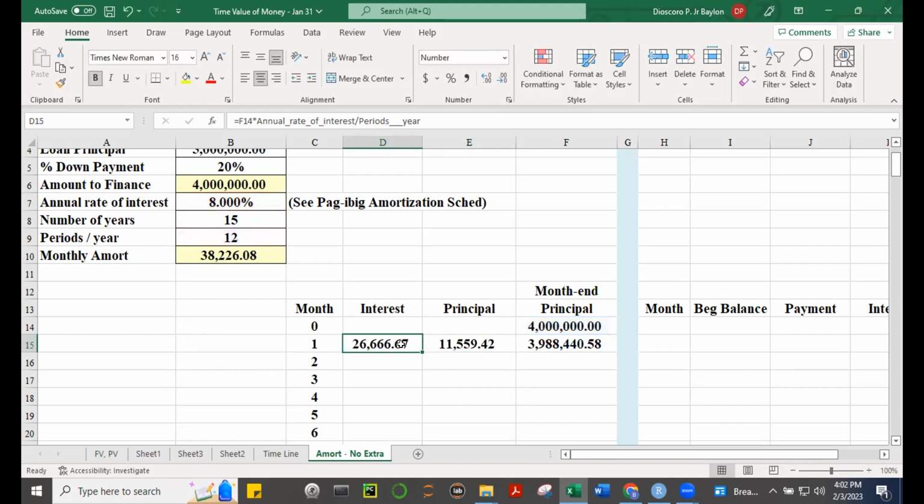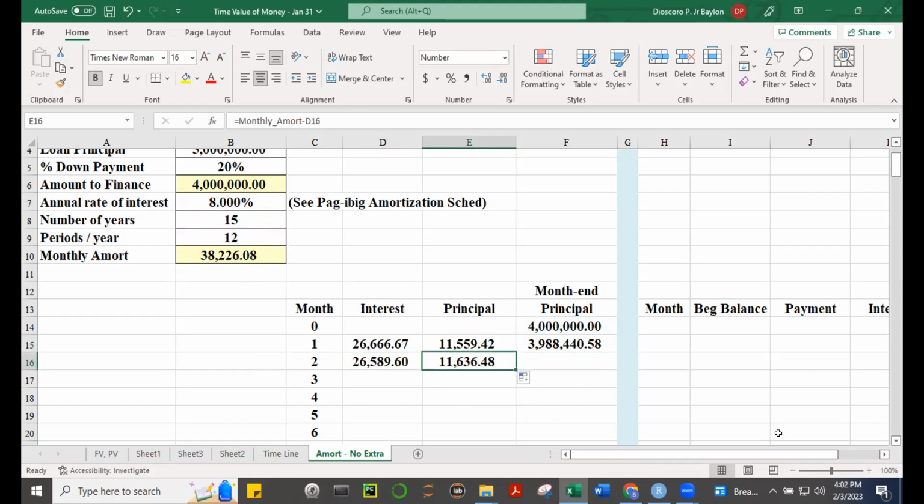So we can copy this down. You notice that the interest went down because the principal balance went down. And for this one, the principal payment will be whatever we paid, this fixed 38,226, minus the interest payment. So which means we can copy this down also.